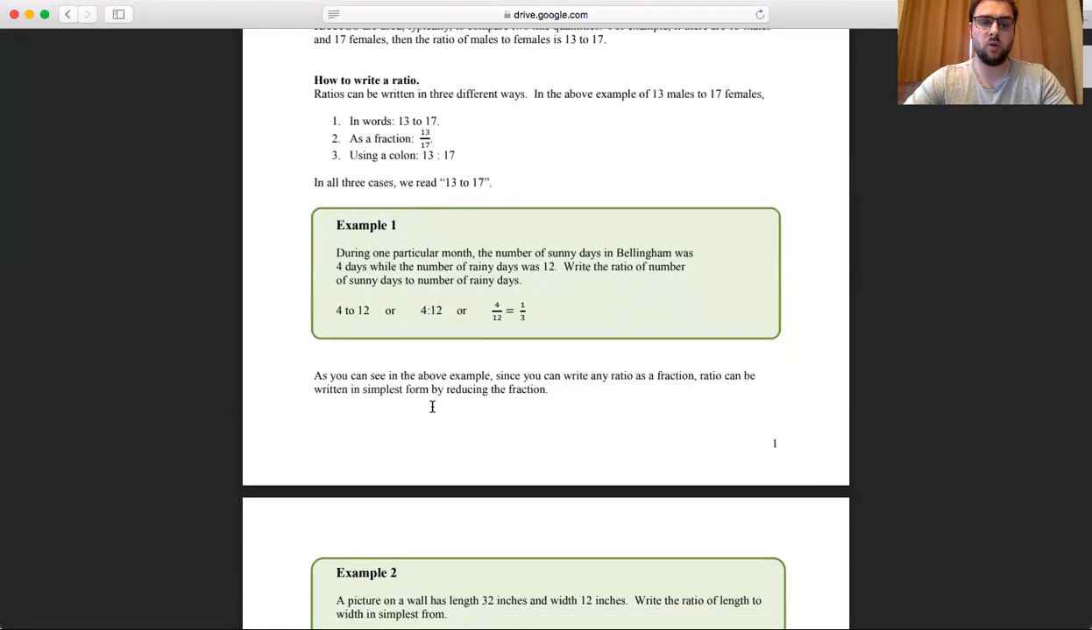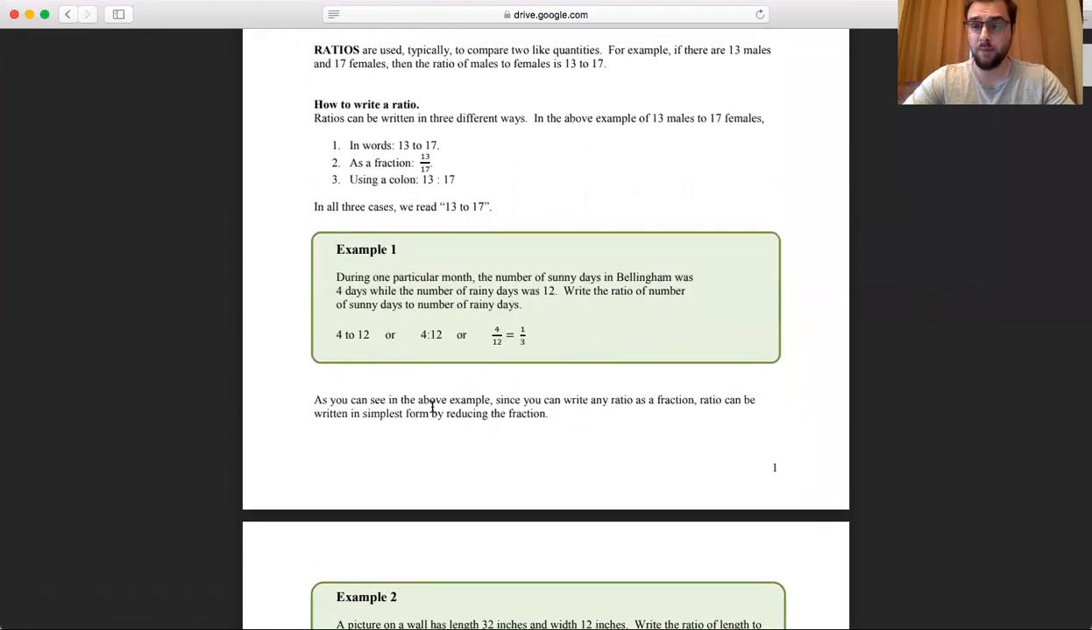So let's go ahead and look at one of these examples with a word problem, kind of like how we did on Tuesday where we broke it down with word problems. We're going to do that today, except just on this website, okay? So it says example 1, during one particular month, the number of sunny days in Bellingham was 4 days while the number of rainy days was 12. Write the ratio of number of sunny days to the number of rainy days.